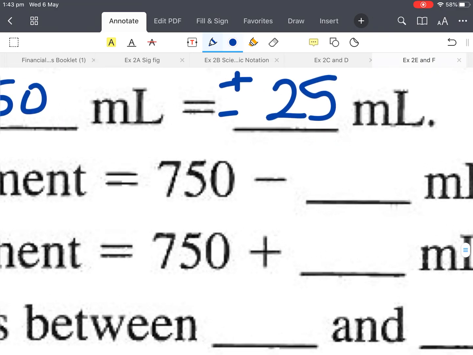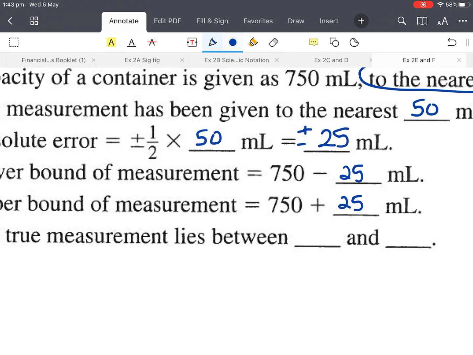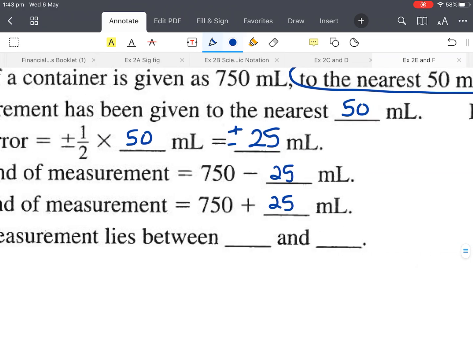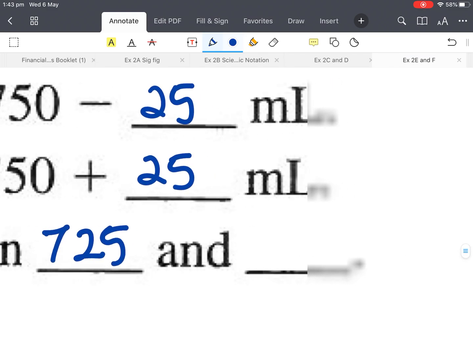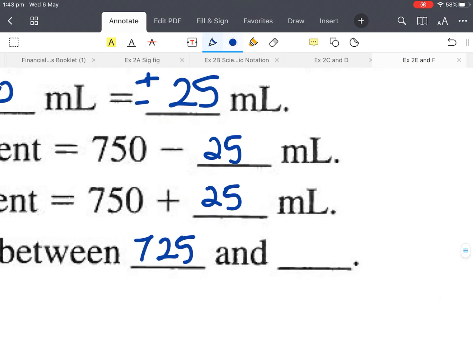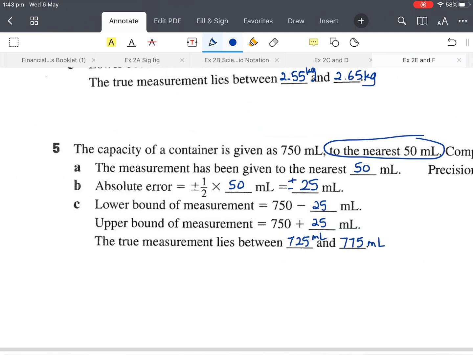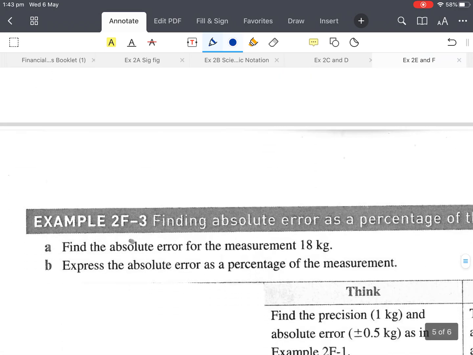So your lower bound will be 750 minus 25, or 750 plus 25. So the true measurement lies between, make it bigger so it's a bit neater, 725 and 775. Don't forget your units. Okay, hopefully you got that for 5.